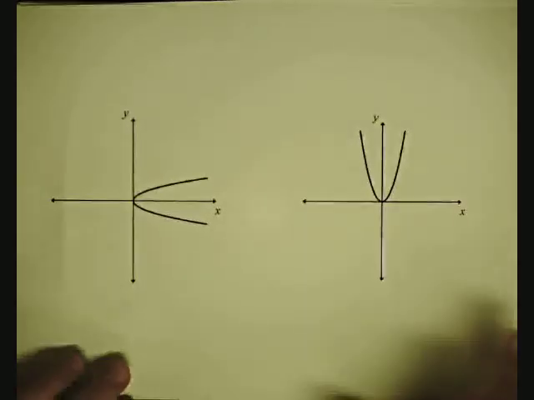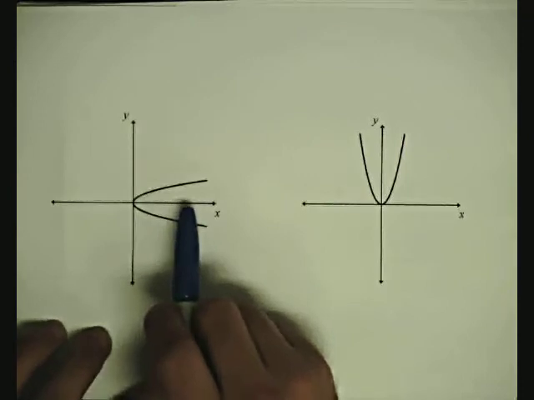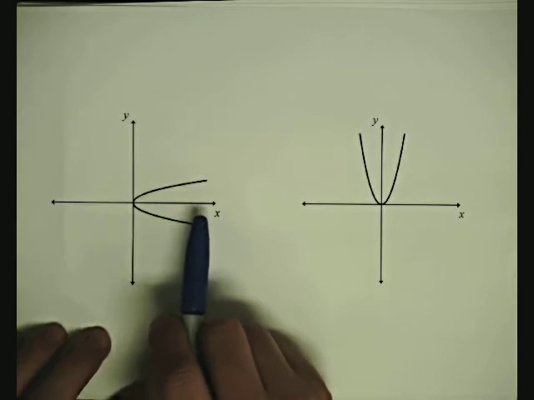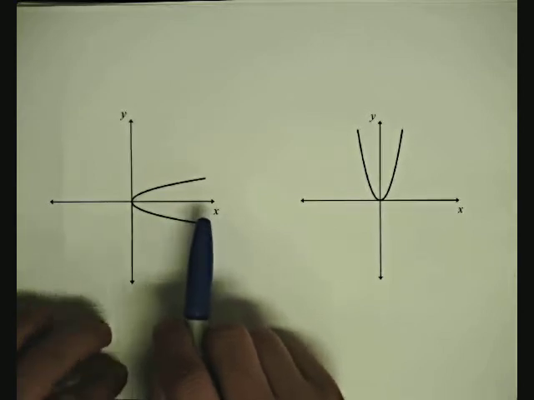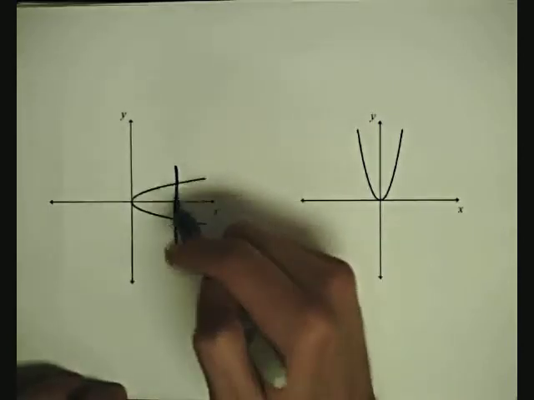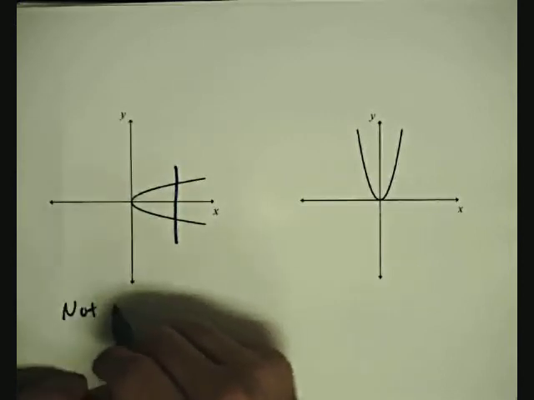In example 4, we're asked to use the vertical line test to determine whether the graph represents a function. So here are the graphs that we have in example 4. For example 4a, we have this graph. To use the vertical line test, we want to see if we can draw anywhere a vertical line that hits the graph more than once. There are many places where you can draw a vertical line and hit the graph more than once. So we would conclude that this is not a function.